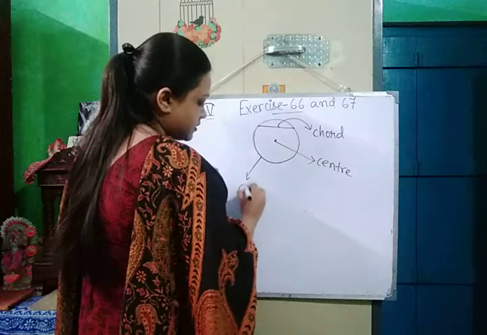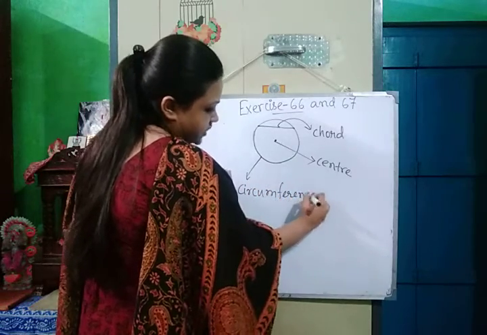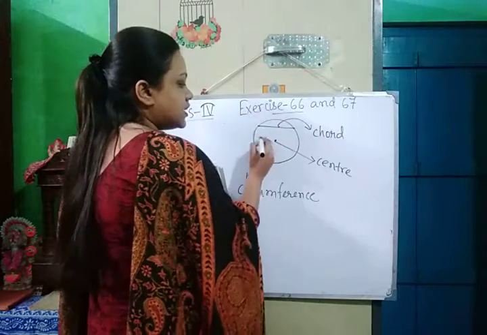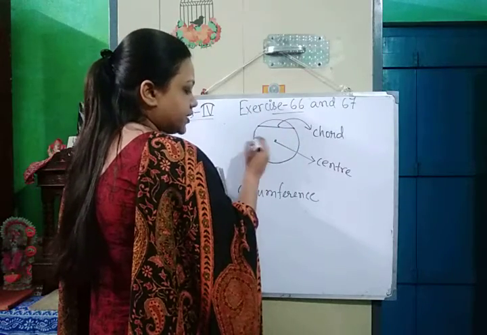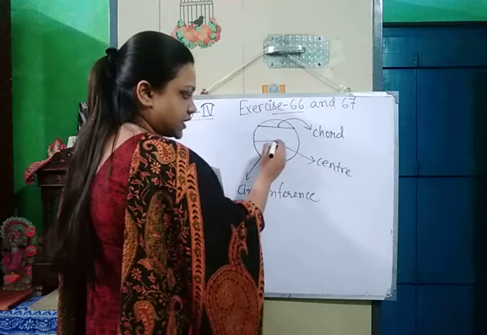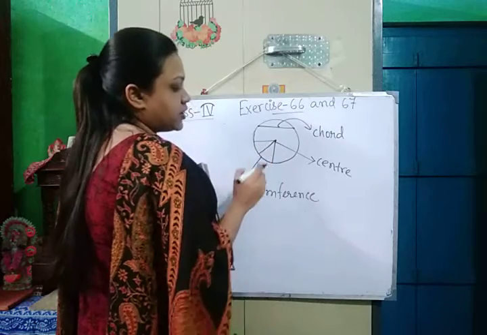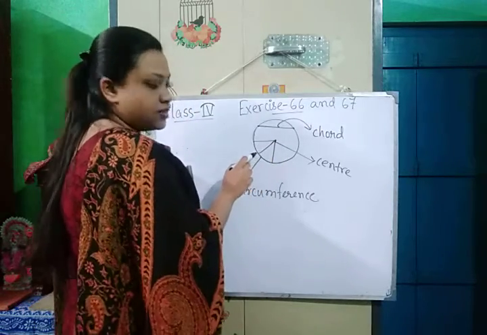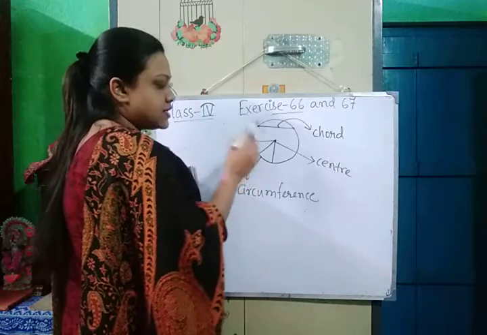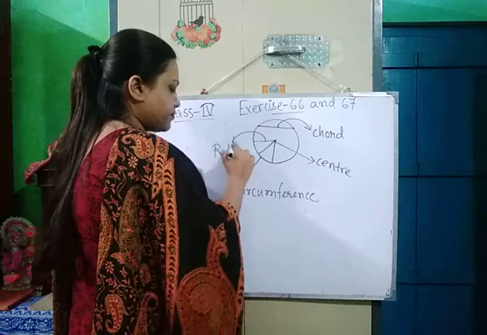This is the circumference that you will learn in the higher classes. Now if we join the center with any point on the circumference of the circle, you can join this point and this point, you can join this point and this point. Center with the point on the circumference, that length is called the radius of the circle.